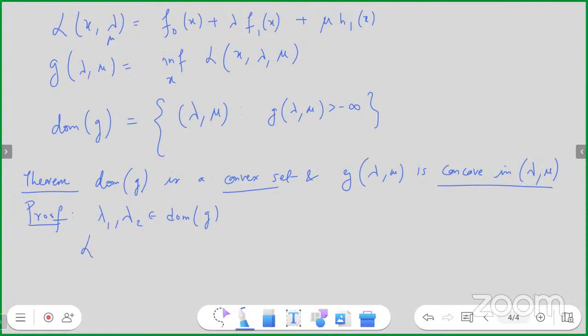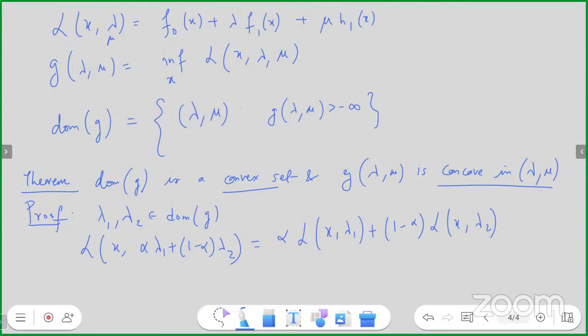What is L of x comma alpha lambda 1 plus 1 minus alpha lambda 2? This is a linear function, right? So what is this equal to? Alpha times L of x comma lambda 1 plus 1 minus alpha times L of x comma lambda 2. So far so good.